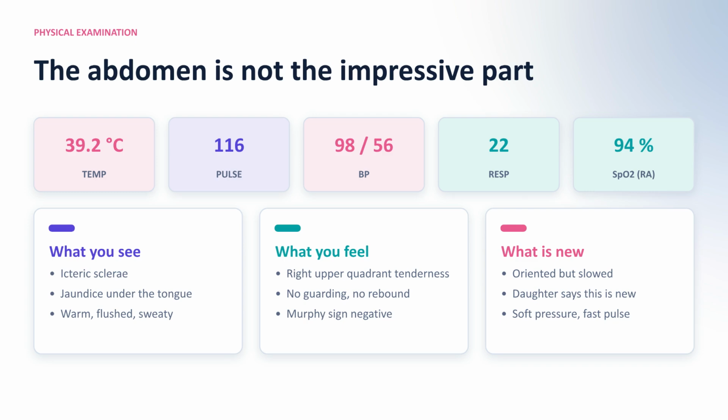2 things to notice. The abdomen is not impressive. Cholangitis often is not, and a soft pressure with a fast pulse and a fast respiratory rate is early shock physiology. Do not wait for it to declare itself.